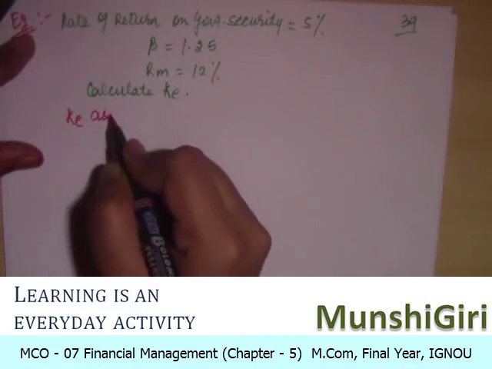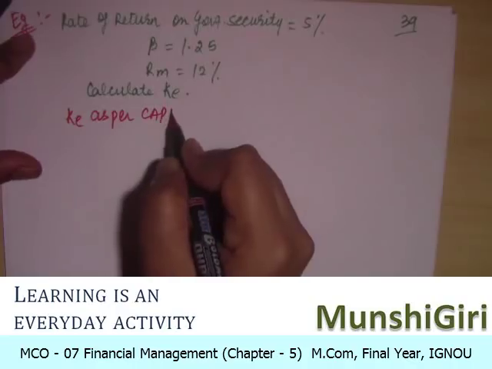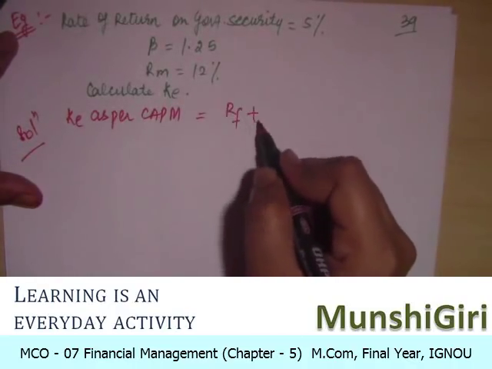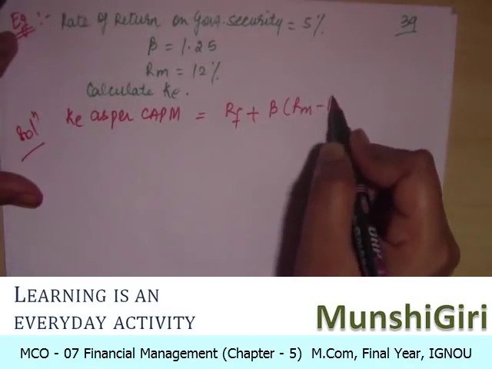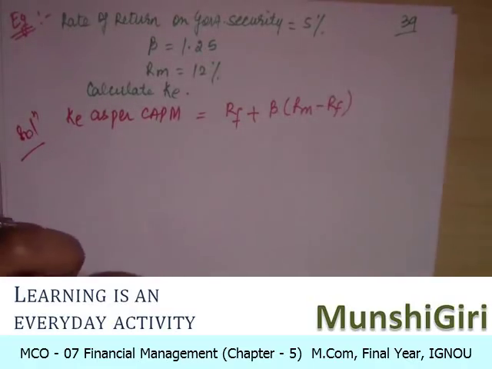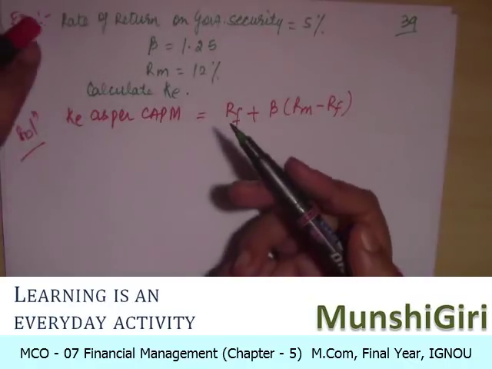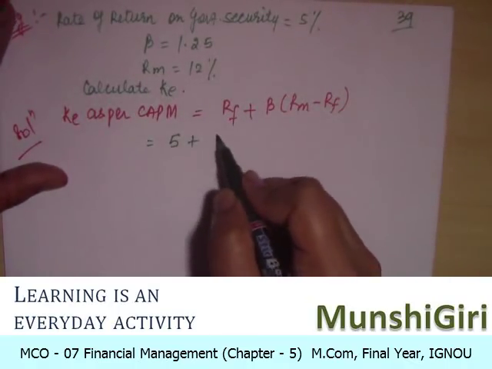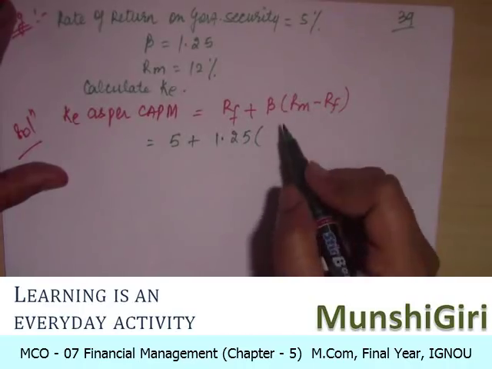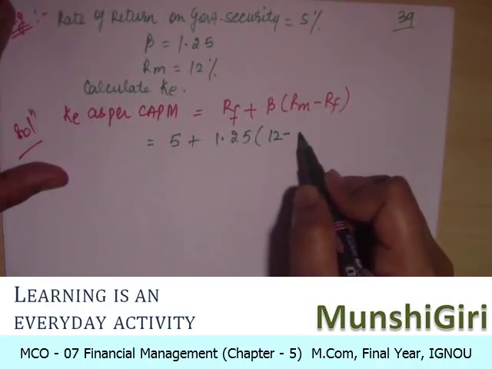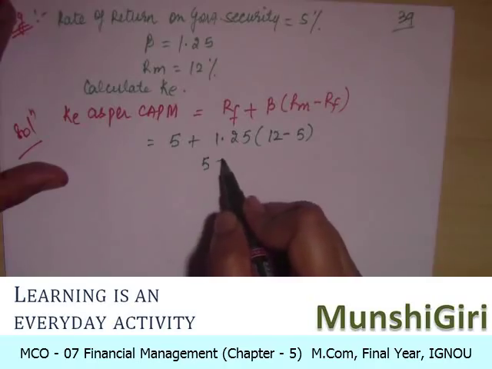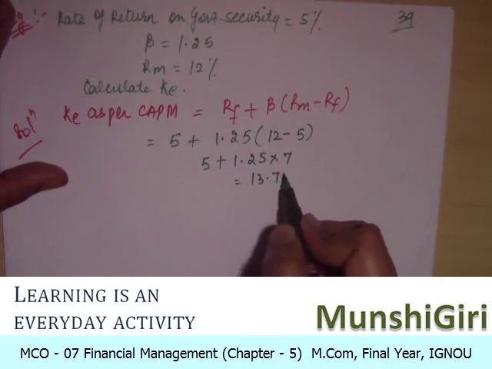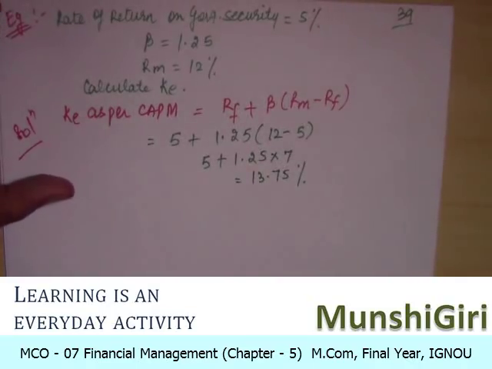So KE as per CAPM is equal to RF plus beta, RM minus RF. Here risk-free return is 5%. The government securities are always considered as risk-free. So 5 plus beta is 1.25. Return in the market is 12% and risk-free return is 5%. So 5 plus 1.25 into 7. This comes out to be 13.75%.